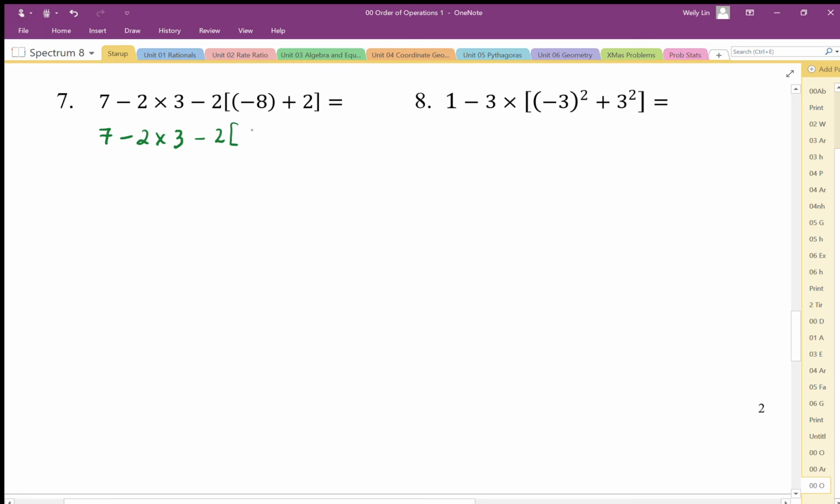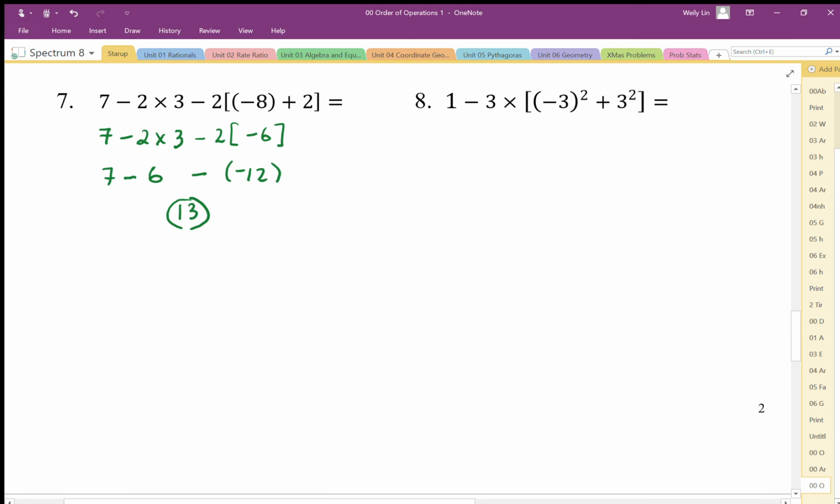So I'm going to do -8 plus 2 is +6. Now I'm going to do the multiplication part of this. So I'm going to do -6. Again, it's important to keep track of that 7, keep track of that minus, keep track of this minus. 2 times -6 is -12. Okay, so now this is integer addition. 7 minus 6 is 1. Minus negative, we can just say is plus. So 1 plus 12 is going to be +13.